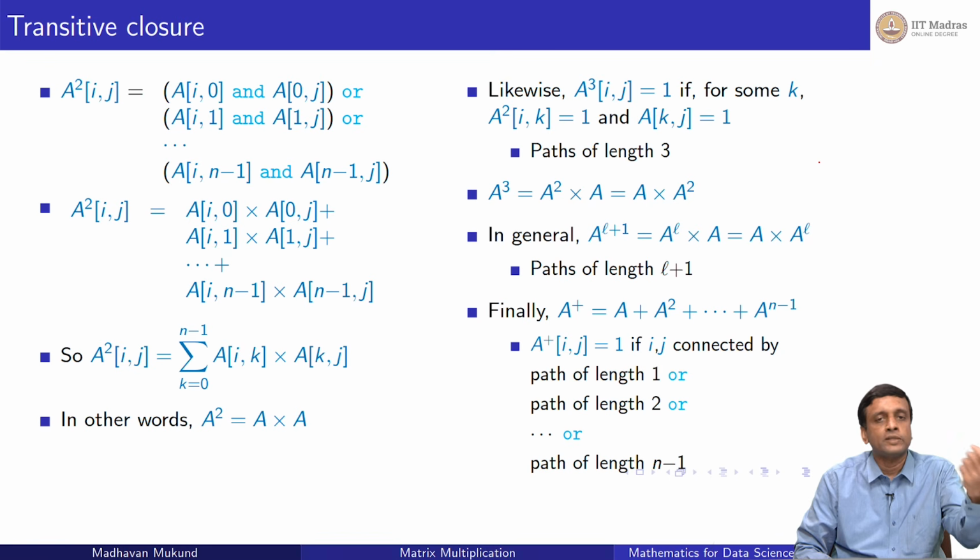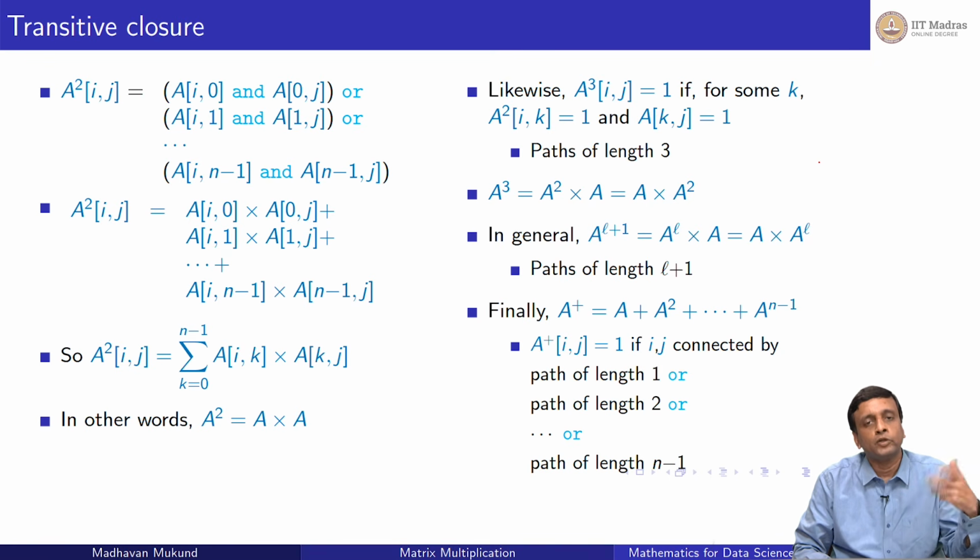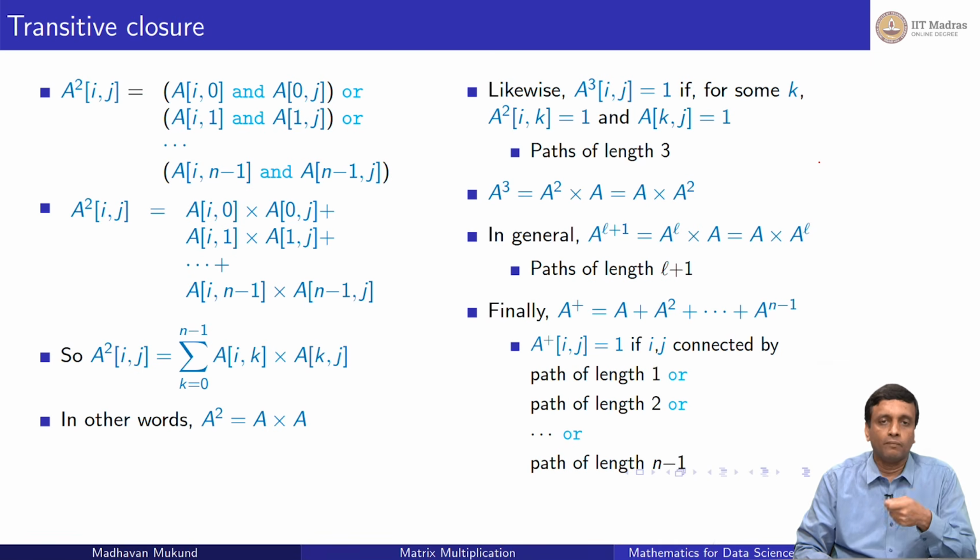So if I take n-1 steps starting from a vertex and each time I go to a new vertex, there are only n-1 new vertices I can go to. If I take one more step, then the next vertex must be one of the n vertices I have already seen before, and that would be useless. So therefore it's sufficient to look for this matrix of path lengths up to n-1.